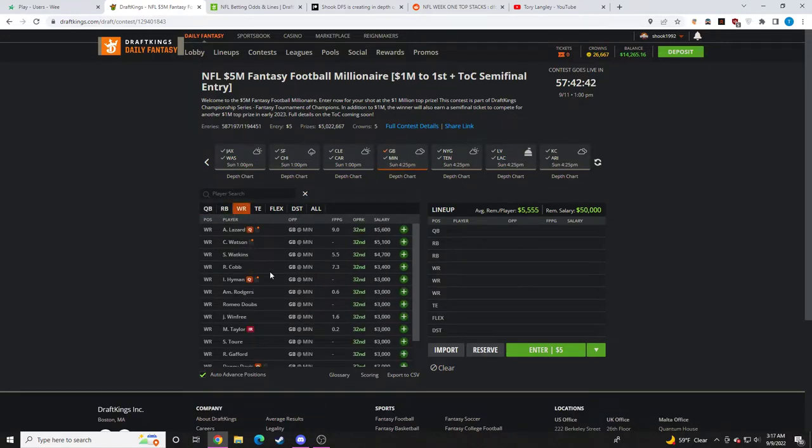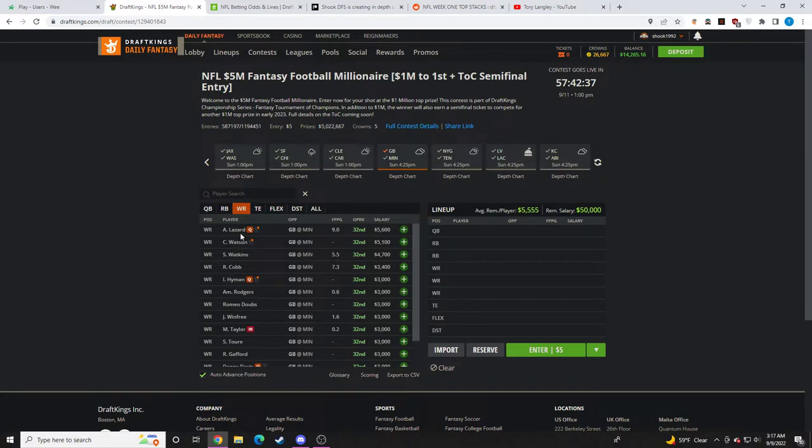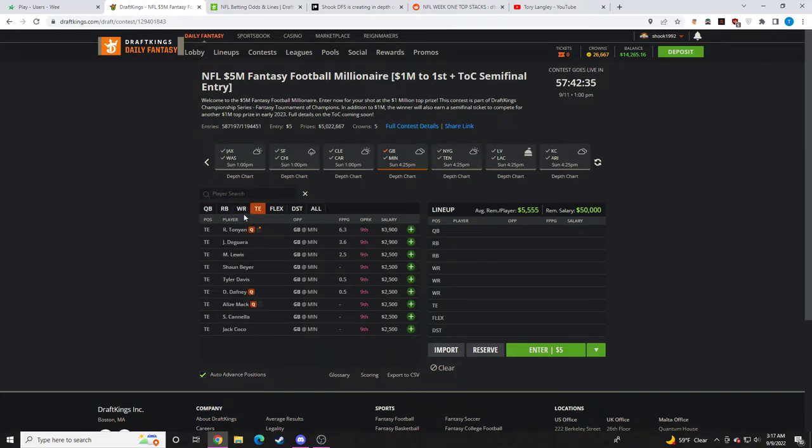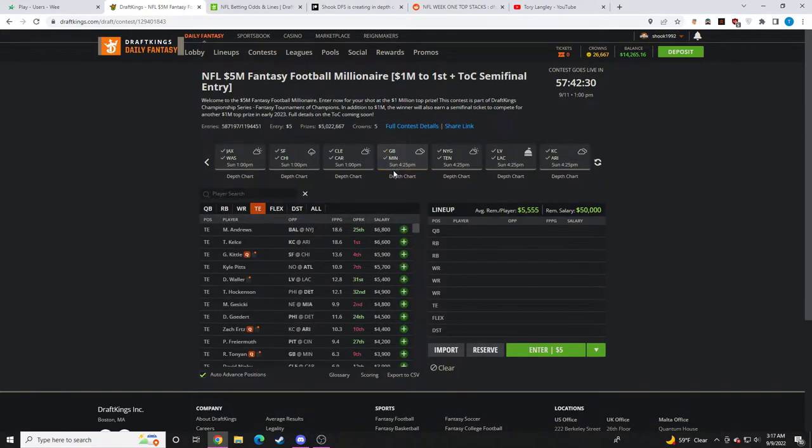And then we're going to have to monitor news here. Like if Allen Lazard doesn't play, Romeo Doubs is going to be a very good value. If Allen Lazard does play, fine. And then we have to monitor the news with Tonyan. So make sure you keep up with the Discord or the subreddit because I'll have updates posted there with everything.